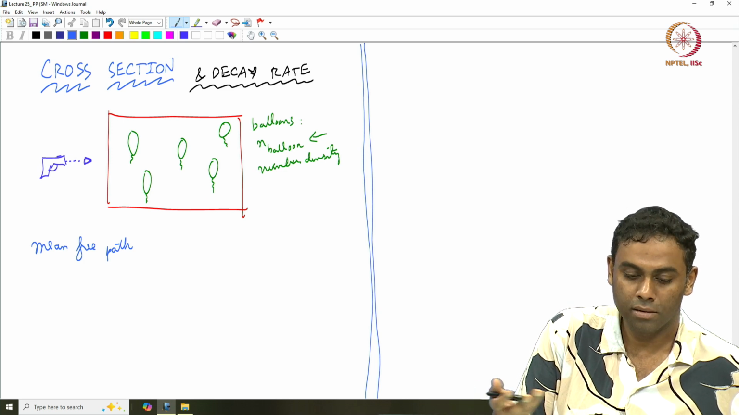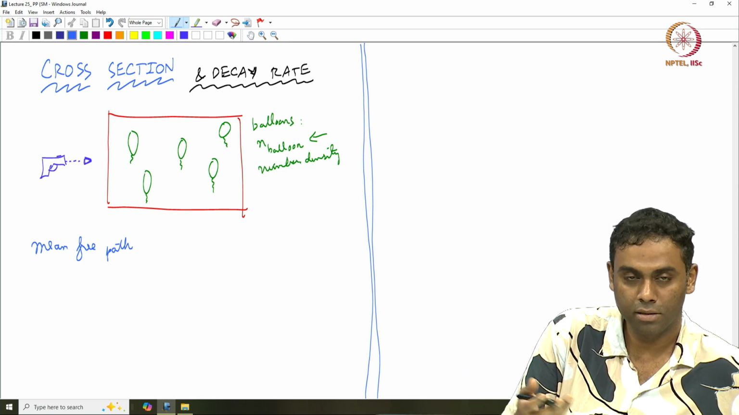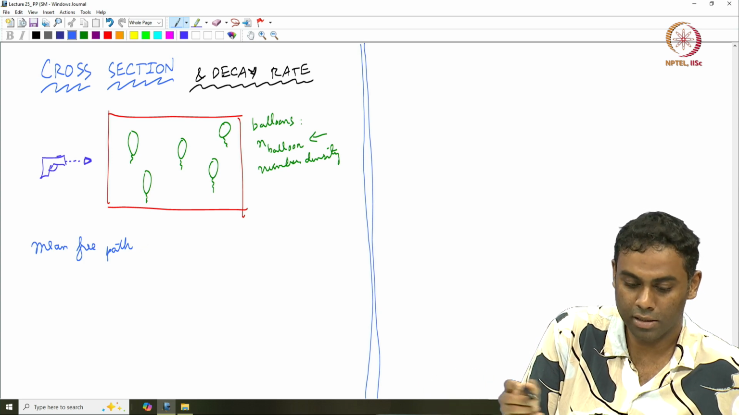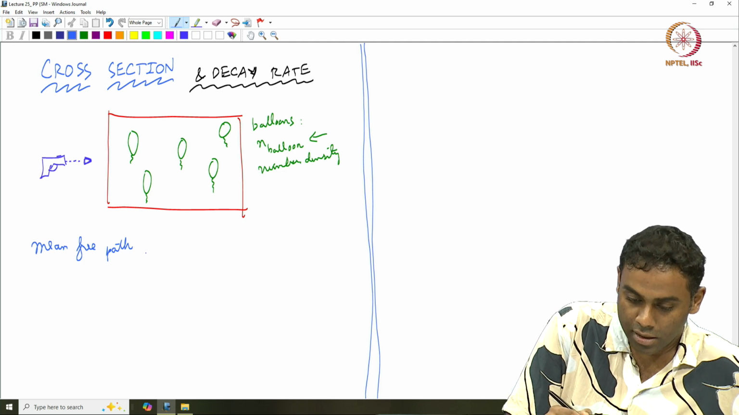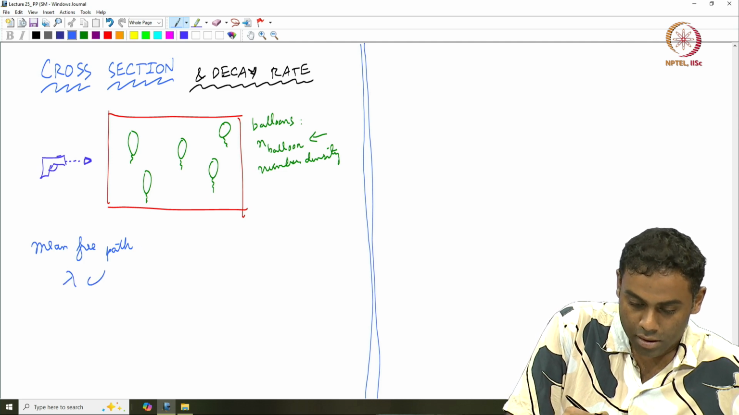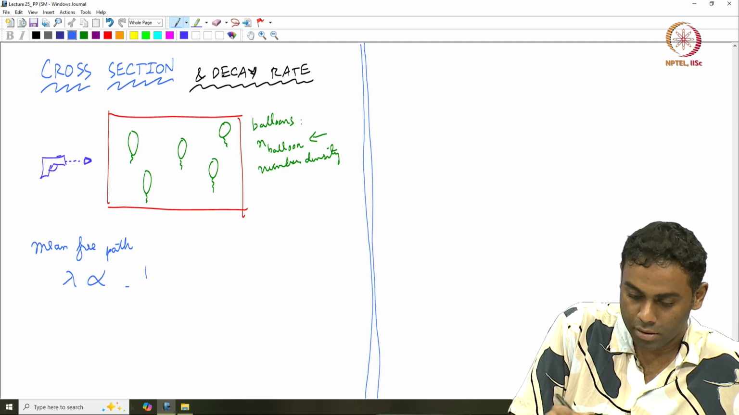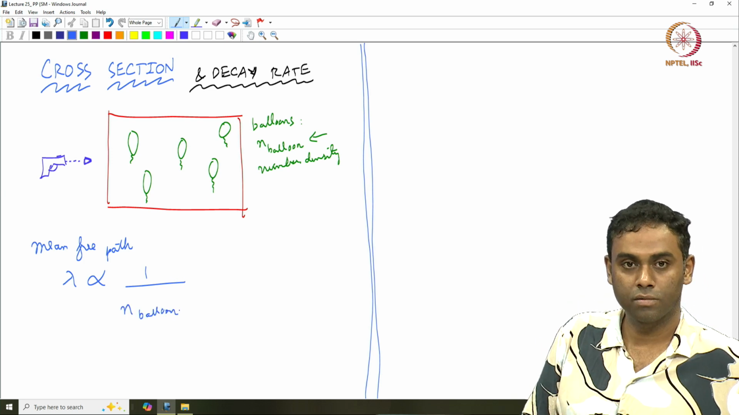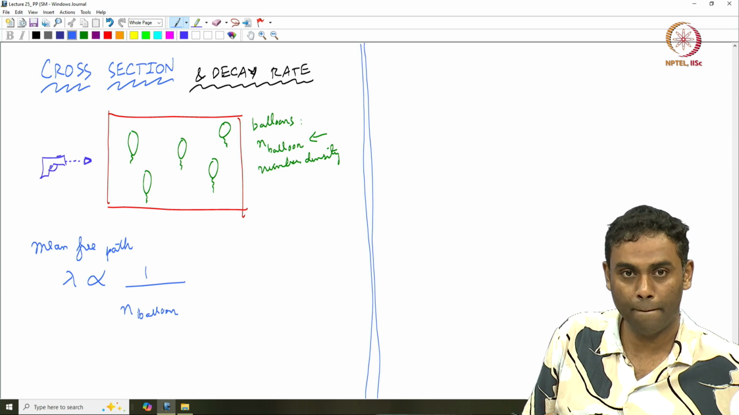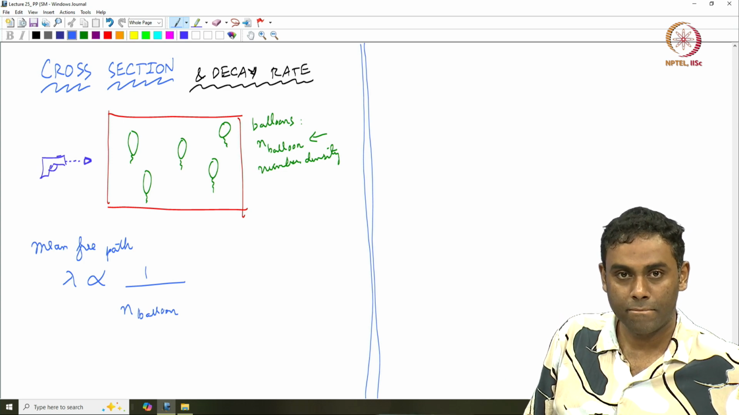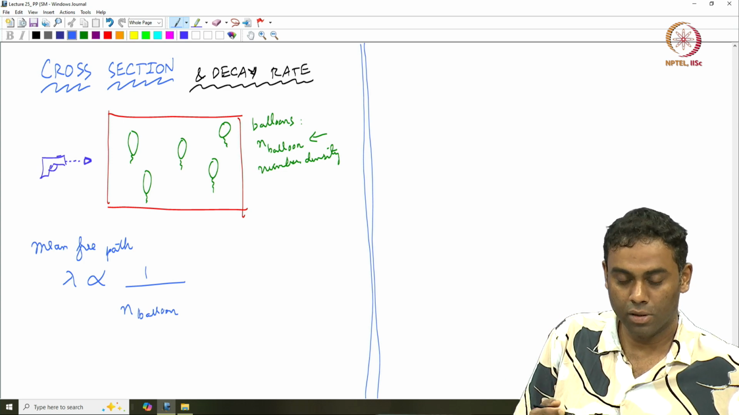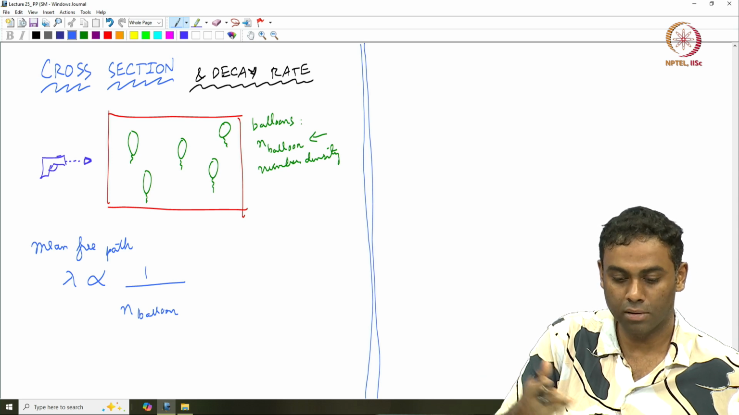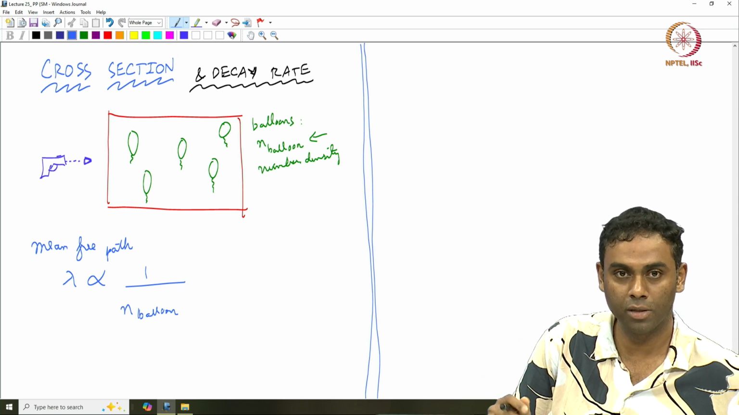The mean free path is literally what it says: the average distance between two hits, right? You would agree that the mean free path should be inversely proportional to the number density of the balloons. Correct? Right? So the more I squish the balloons, the smaller the mean free path is going to be. The more frequent are going to be the hits.